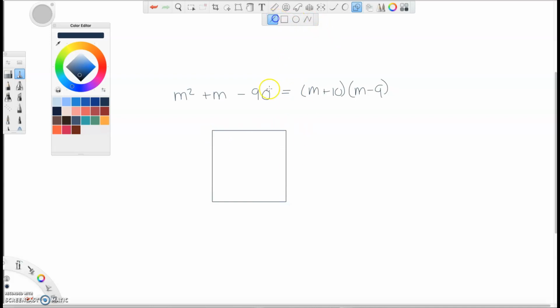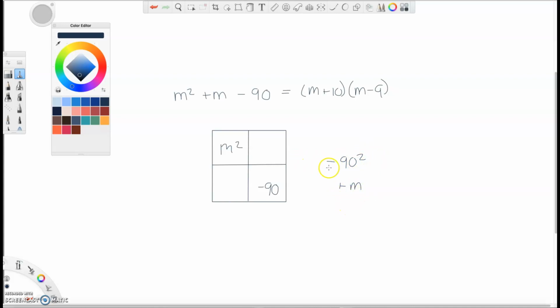All right? So remember that in our upper left corner, we put our first term, and in the lower right corner, we put our last term. Okay, so I'm going to put m squared here, and in the bottom corner, I'm going to put negative 90. I multiply these two together. m squared and negative 90 gives me negative 90 m squared. So I'm looking for something that multiplies to give me negative 90 and adds to give me plus m.